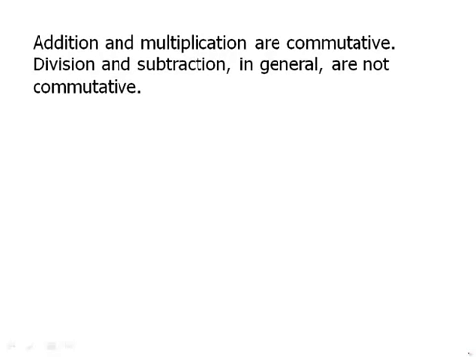Addition and multiplication are commutative. Division and subtraction in general are not commutative. If we swap the order around in subtraction, we get different answers. 7 - 4 does not equal 4 - 7.